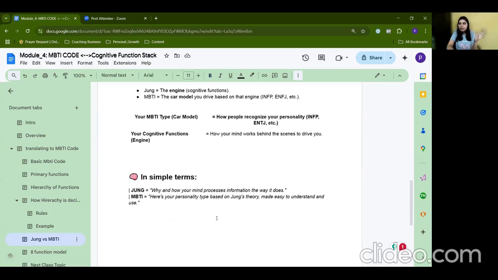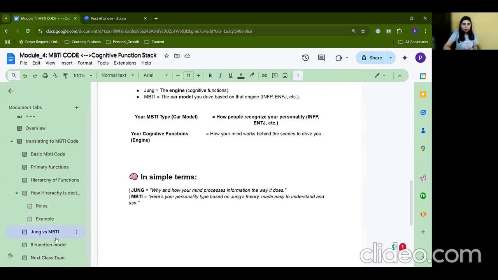So again, MBTI is a very simplified version of what we know as psychological types. It takes a bit more hard work to understand Jung's theory. Normally, people start by just understanding their MBTI type. Slowly, they move to Jung. But once you get an understanding of it, you will be able to determine many things in the world, and it will also help immensely in your own personal growth.